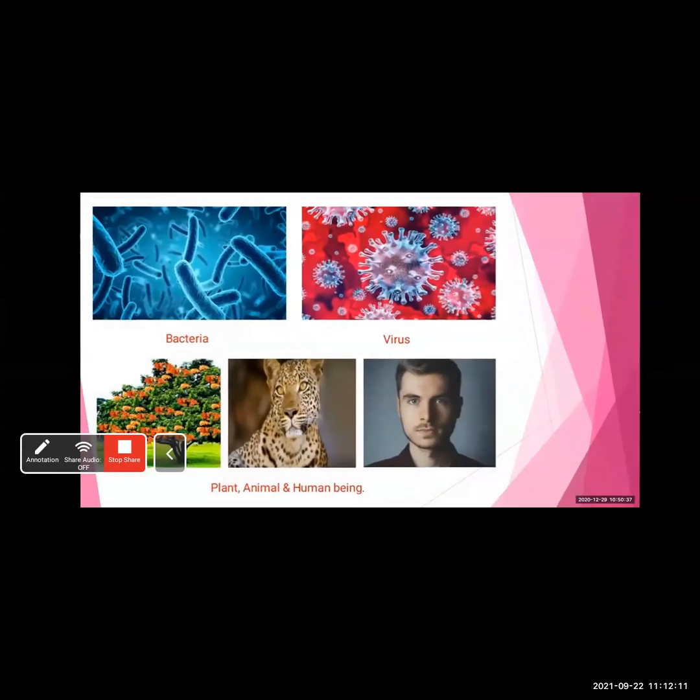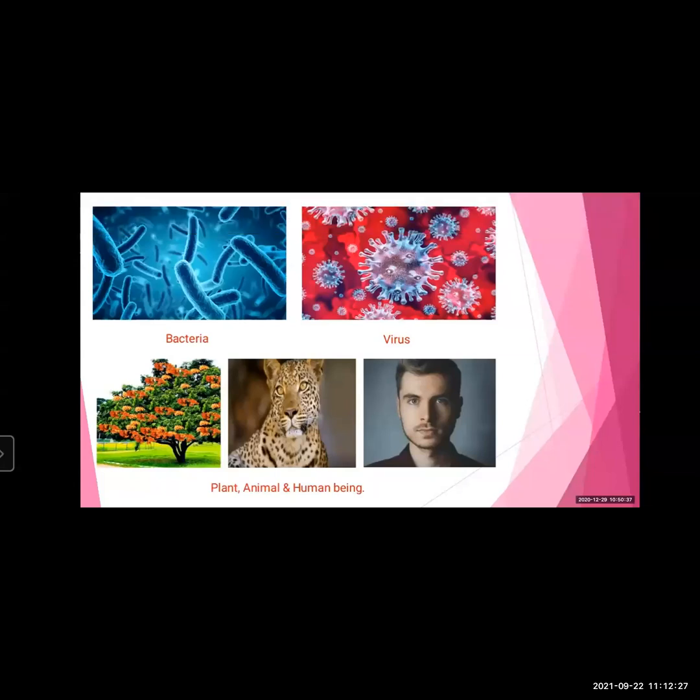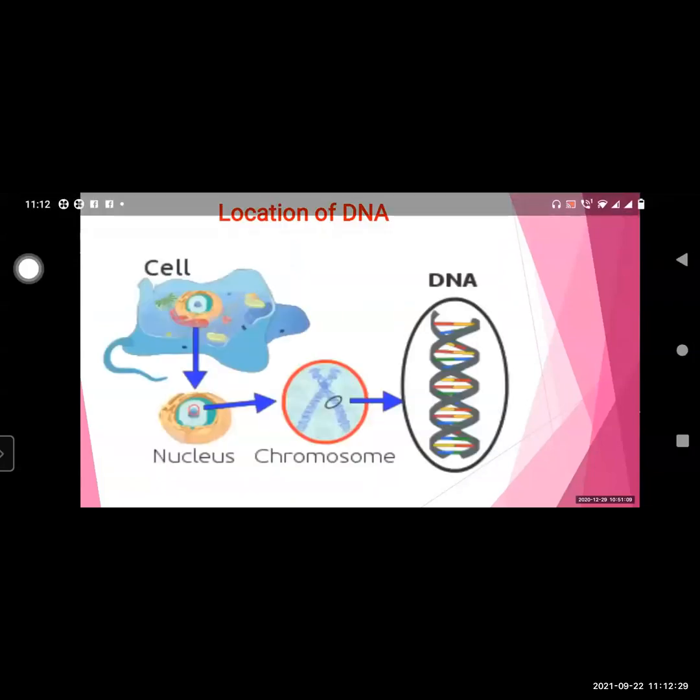DNA is deoxyribonucleic acid. It is present inside the nucleus. It is present in all living organisms: bacteria, viruses, plants, animals, human beings. Then, location of the DNA: it is present in each and every cell inside the nucleus in the form of chromosomes.